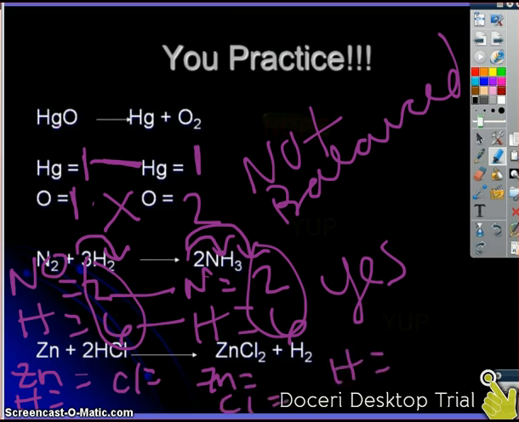Okay, so our zinc, we have 1. We have 2 hydrogens, 2 chlorines. On this side, we have 1 zinc, 2 chlorines, 2 hydrogens. So our zincs match, our hydrogens match, and our chlorines do match, excuse me. So yes, this is balanced.